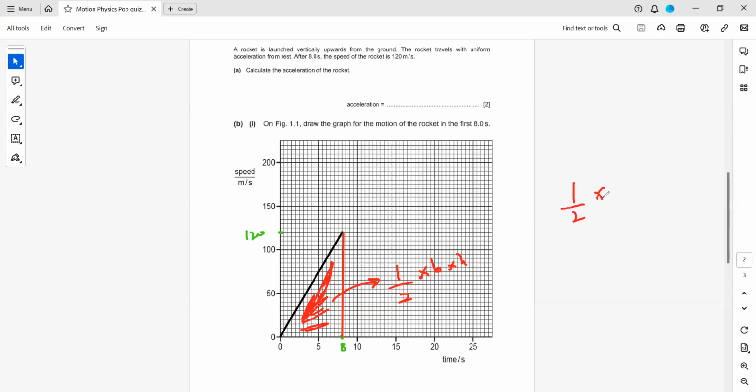So it will be half, the base is equal to 8 and the height is equal to 120. When we simplify, this will be 4 multiplied by 120, which is equal to 480 meters. Is it clear, the part B2?